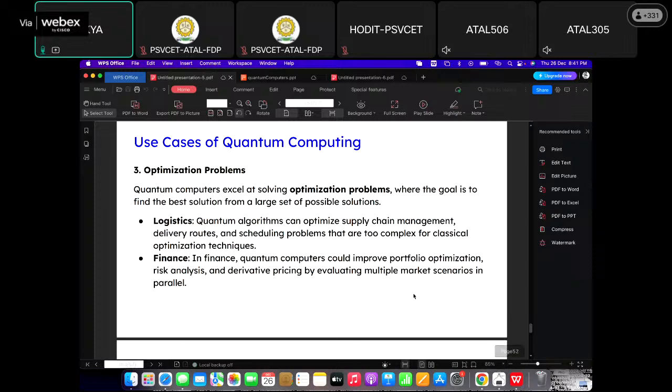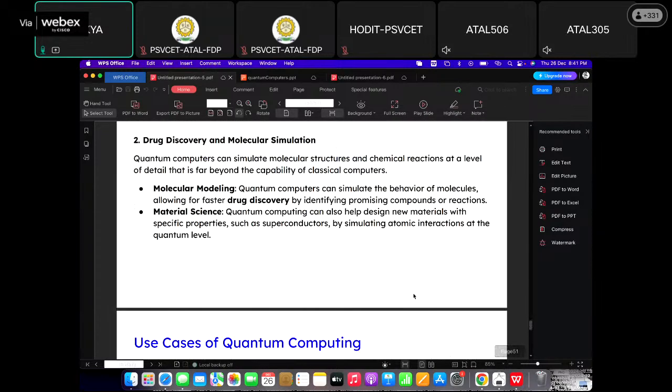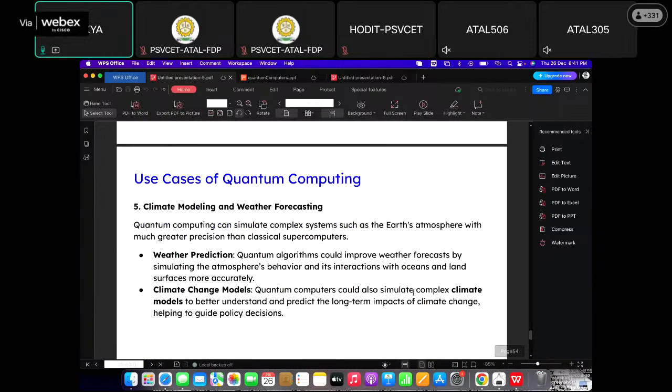Quantum algorithms can potentially outperform classical approaches in detecting patterns in data, such as image recognition, speech recognition, and natural language processing. So first one, that is cryptography. Second one, drugs. Third one, optimization. Fourth one, machine learning and artificial intelligence. Next one, that is climate change, climate modeling and weather forecasting. Quantum computing can simulate complex systems such as Earth's atmosphere.